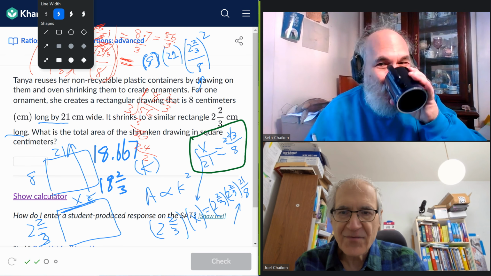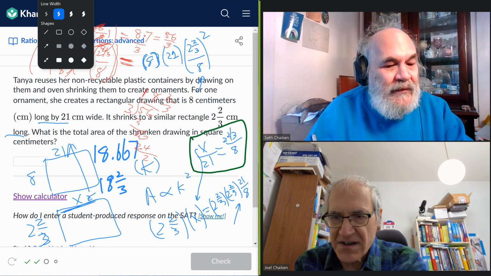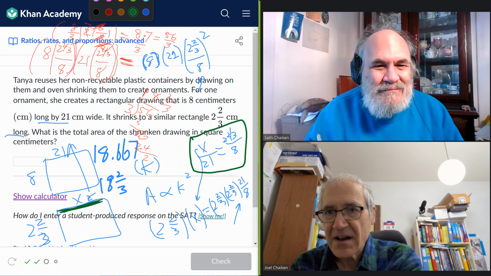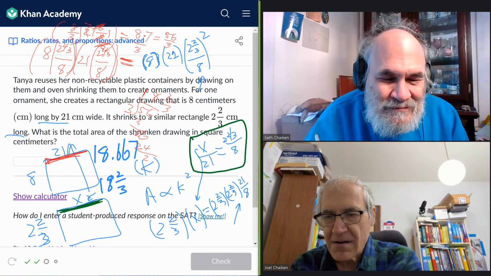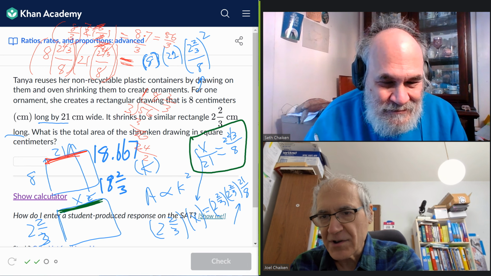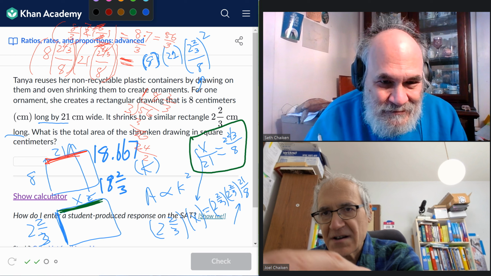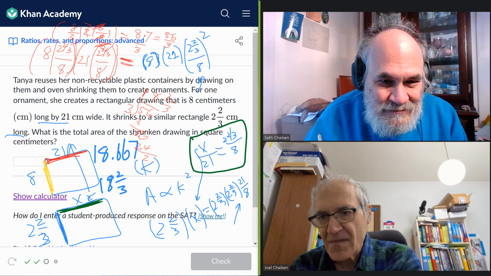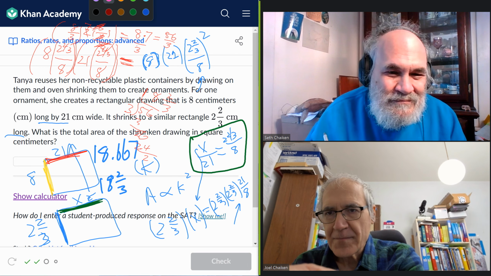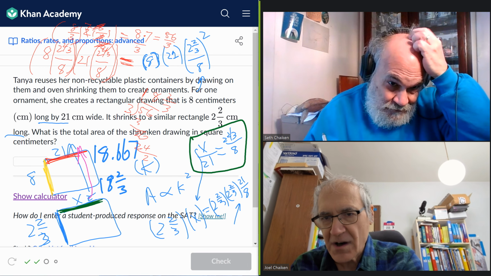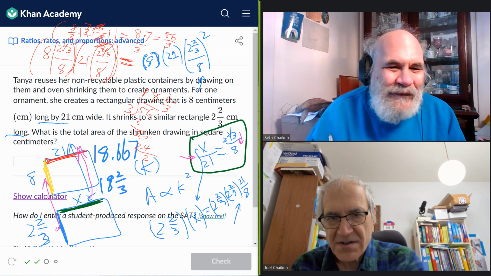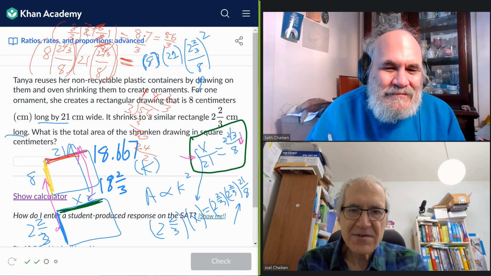It uses similar figures as a proportion. See, this big side, the green side, the ratio of the green side to the red side is the same ratio as the blue side is to, let's say, the yellow side. So x is to 21 as 2 and 2/3 is to 8. And then you cross multiply and you solve for x.